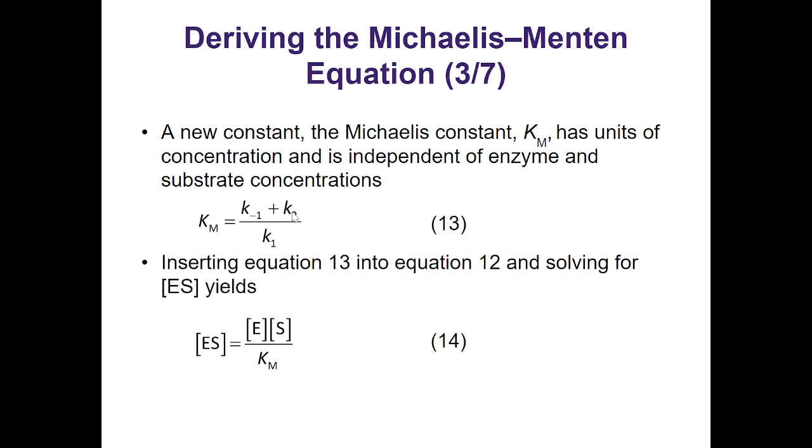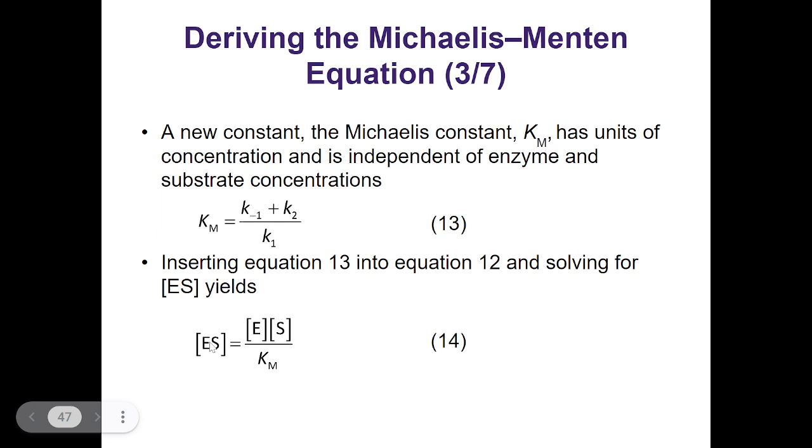It doesn't have any of the concentrations within it, okay? Or another way of saying that is it's just like any other equilibrium constant, that it will tell you the ratios of product and reactant, right? Not the amount of each. So if we insert these into equation 13, into equation 12, and solve for ES, we can actually get this value right here. And this is why we've made this new equilibrium constant, okay?